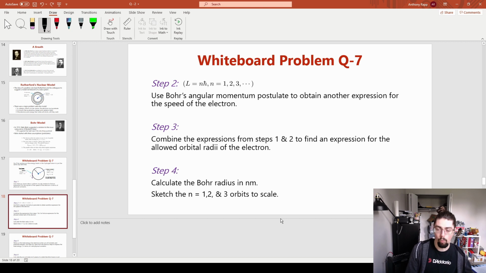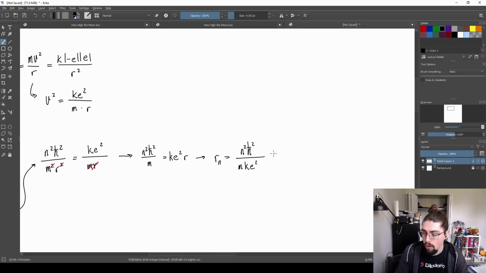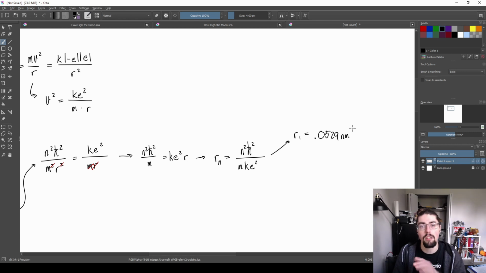So, what are they? Let's actually plug in these numbers and find them. n = 1, 2, 3. Let's plug those values in, and what do we get? R1, plugging in all of my numbers together, gets me something like 0.0529 nanometers. Remember what I was talking about, the femtometers, 10 to the negative 14th, is about the size of the nucleus of the atom.